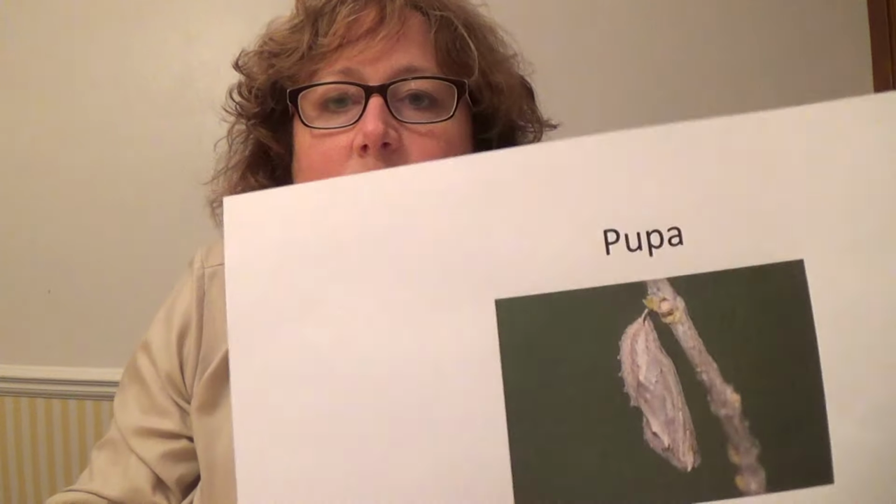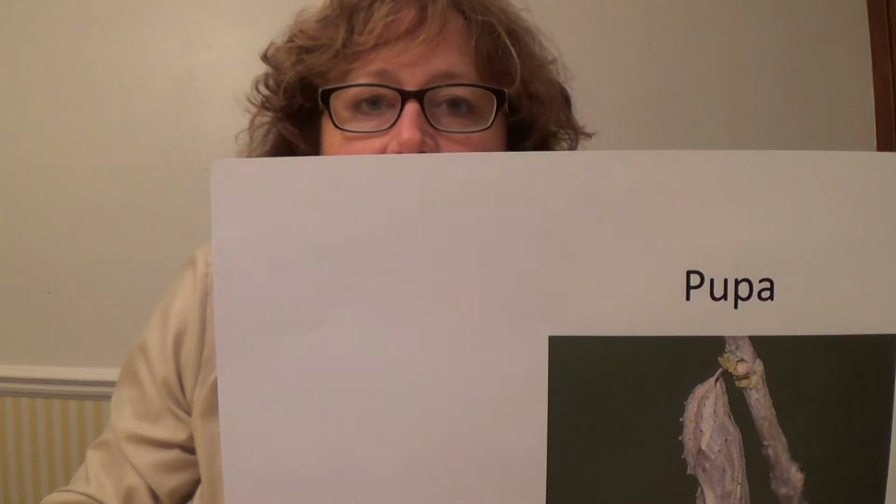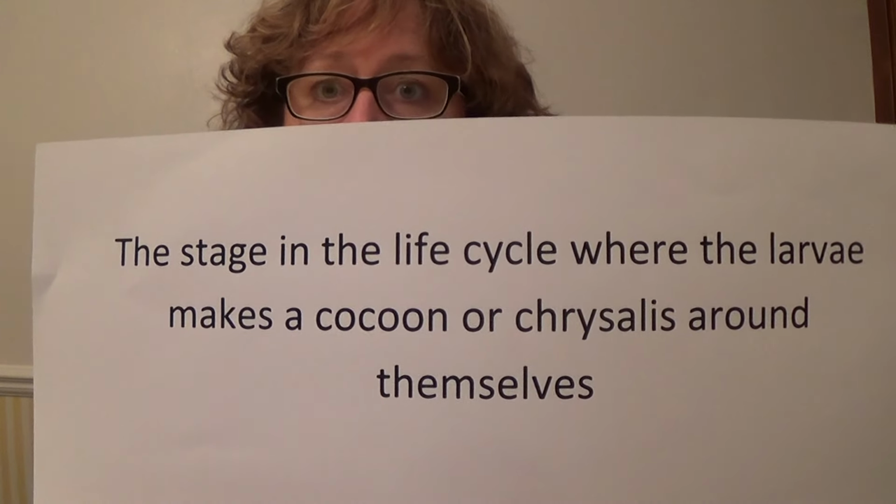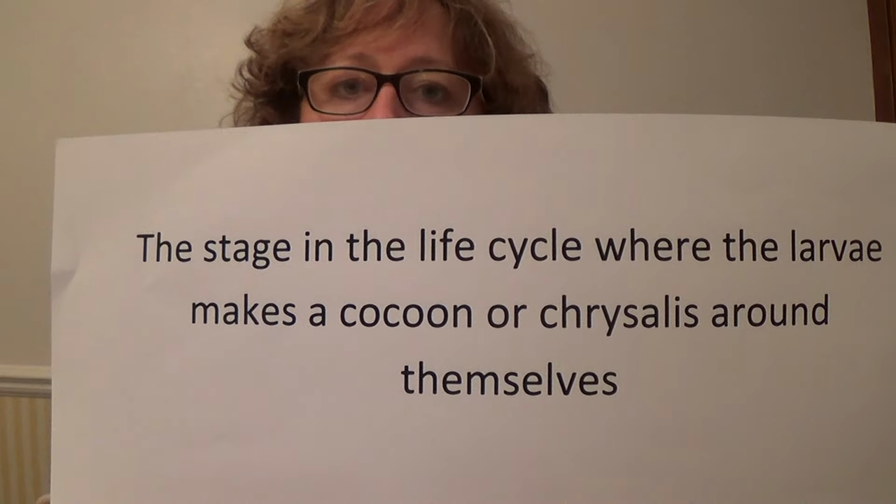After it's a caterpillar, it becomes a pupa. That's the scientific name for chrysalis. That's the stage in the life where the larva makes a cocoon or a chrysalis around itself. That's what a pupa is. So egg, larva, pupa, adult. 4 stages. It does not look like the adult.